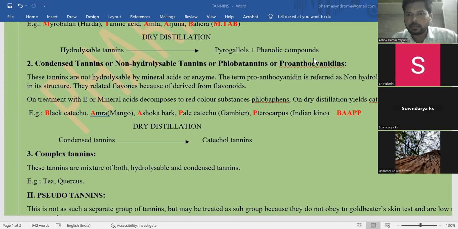The trick is BAP. Examples are black catechu, Amra, nothing but mango, Ashoka bark, pale catechu, nothing but known as Gambier catechu, and Pterocarpus, that is Indian kino. So these are the examples of condensed tannins or non-hydrolyzable tannins or phlobatannins or proanthocyanidins.